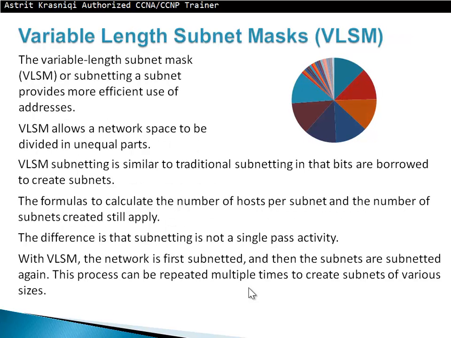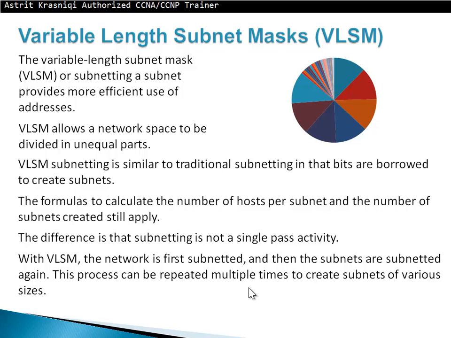So that's where the variable length subnet mask comes along. The variable length subnet mask, or VLSM, provides more efficient use of addresses. VLSM allows the network space to be divided in unequal parts.